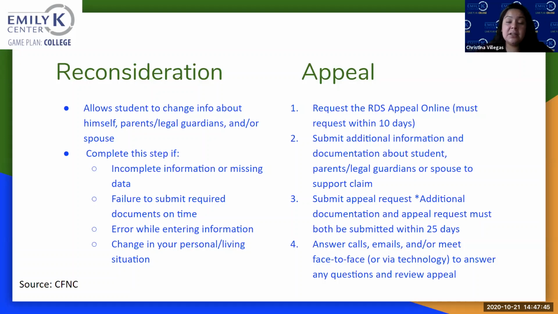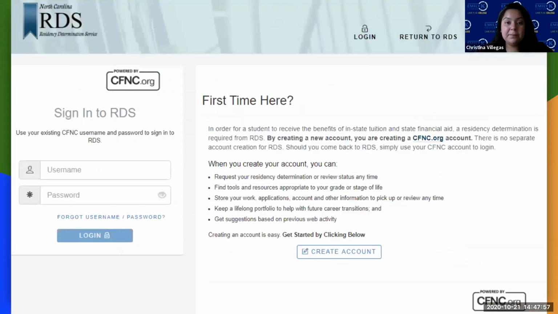And if you're interested in either one of these, filing for reconsideration or filing an appeal, we are more than happy to help you with those steps as well. So this is just a screenshot of what it looks like when you go to that ncresidency.org page. Here is where you sign in with your CFNC account username and password. And like Ms. Jackie mentioned, you want to just have one account for your applications and for your residency. So make sure you have one CFNC account, and we can help you call them if necessary to retrieve that information.